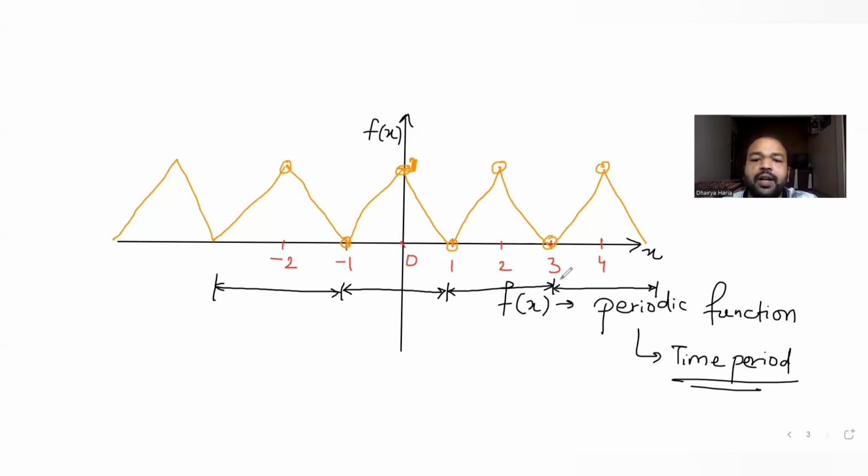So what I understand is f of x is a periodic function, and the time period of that function f of x is 2 units. So after every 2 units, you get the same point. So if you see here 0, again after 2 units you get 0. For 1, you get that 1 becoming again after 2 units. So f of x is your periodic function which repeats itself after every 2 units. So we get f of x as a periodic function.